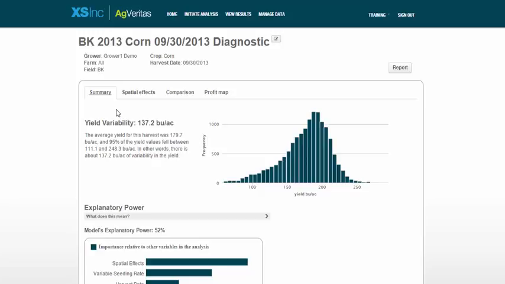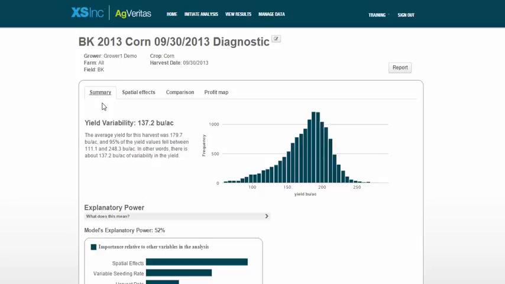So I'm going to take just a moment here to discuss understanding the first page of those results, the summary page. So here I am at the summary page, and this page gives you an overview of your yield, the variability of yield on the field, and then the factors that you included in the analysis and the impact that those are having on your yield.